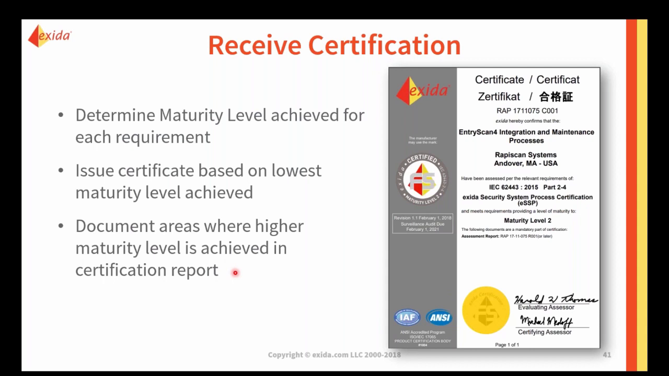And then additionally, those areas where a higher maturity level have been achieved are documented in the certification report. And so not only do you then have the certification to maturity level 2, but you have the capability to demonstrate to asset owners that for specific requirements that you focus on, that not only have you reached maturity level 2, but you actually have everything in place for maturity level 3. And so that can be used to really demonstrate the quality of the security program even further. So that takes us through really what the process of receiving certification would look like.